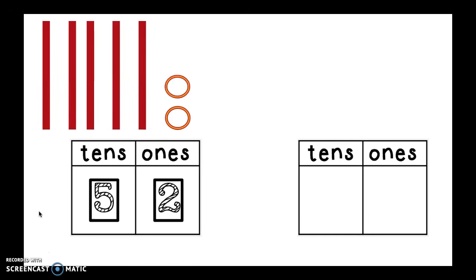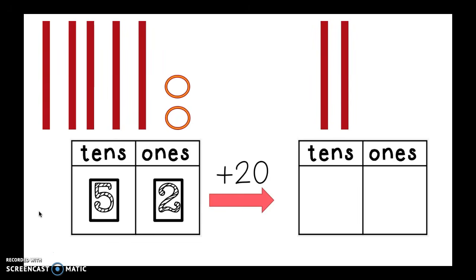Now in between those two place value mats, I'm going to write an arrow, and above that, I showed the change. Whenever I see an arrow, I know that I'm going to make a change to the original number to get to a new number. This time, the change is adding 20. Since I'm adding 20, I'm going to go ahead and draw two 10 towers.